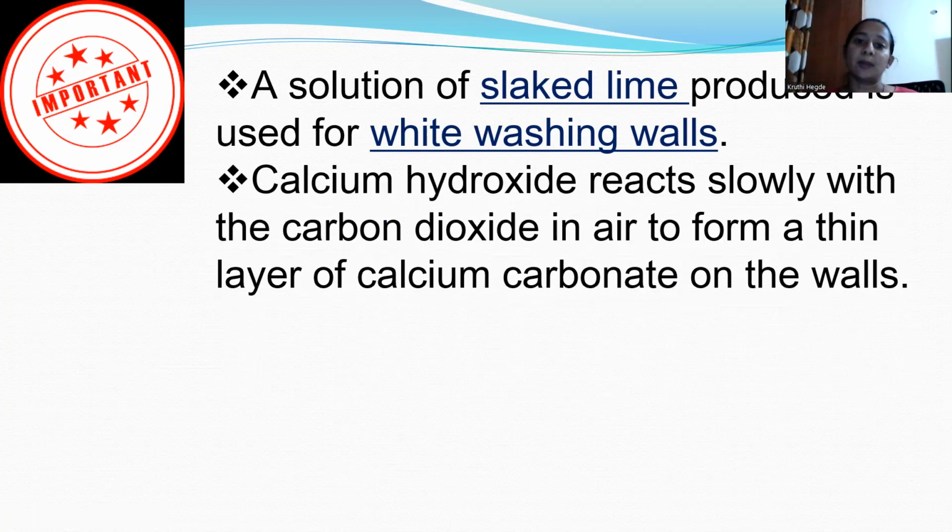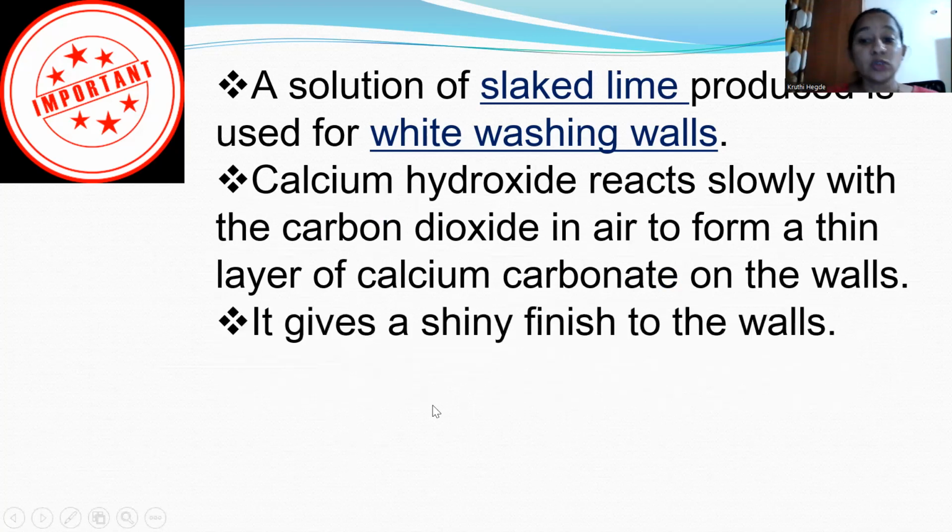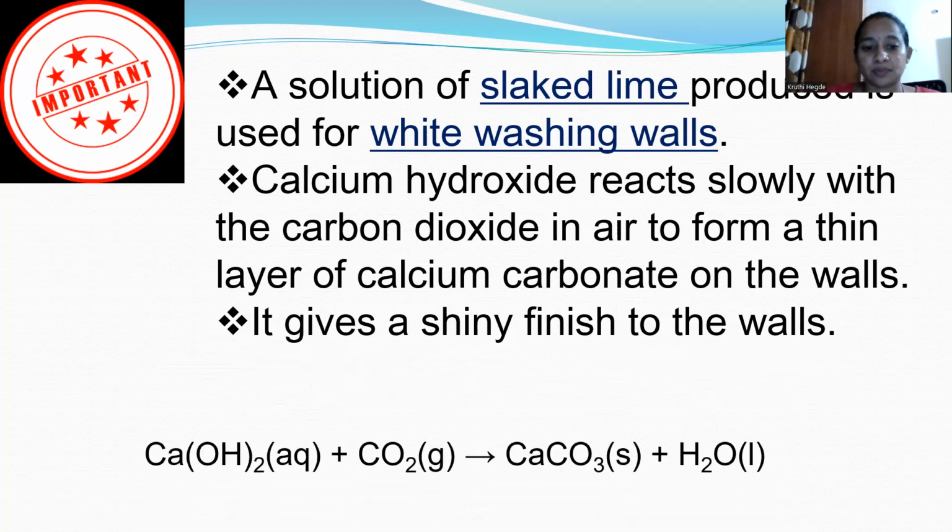When calcium hydroxide combines with carbon dioxide present in air, it forms calcium carbonate, which is white in color. This takes a little time for the formation. So the white color of the wall does not appear as soon as the whitewashing is done. It takes 2 to 3 days. It gives a shiny finish to the walls. That's why before we apply paint, we whitewash the walls to give that shiny finish.